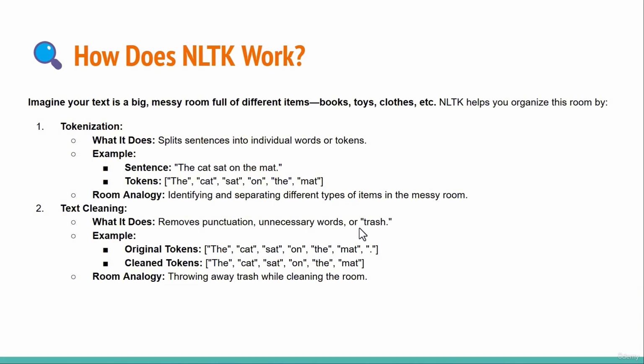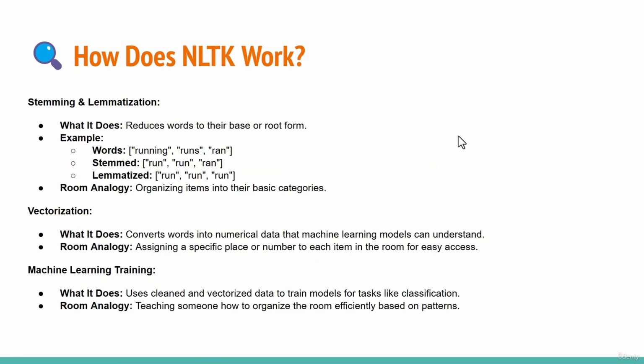Next is stemming and lemmatization. Here are the words provided: running, runs, and ran. In the stemming process, the extra words attached are eliminated and the word is brought to its base form. What is the base form of running? Run. What is the base form of runs? Run. And for ran, we don't change the base form, but we eliminate the extra words that we add according to the sentence structure.